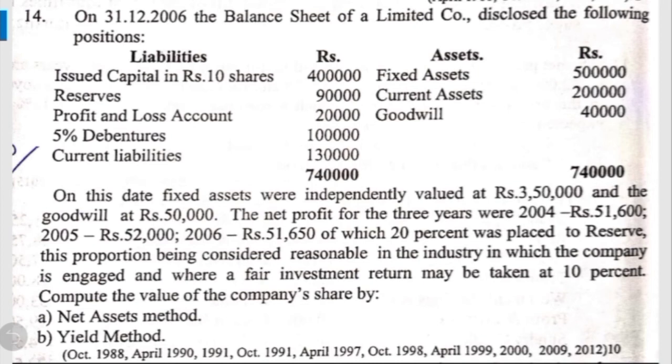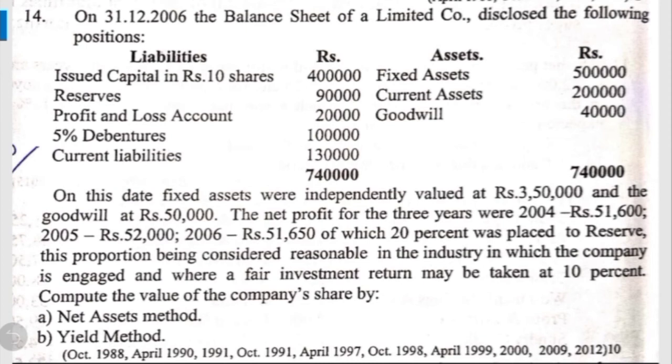On this date, fixed assets were independently valued at 3,50,000 and the goodwill at 50,000. The net profit for the 3 years were 2004 51,600, 2005 52,000, 2006 51,650, of which 20% was placed to reserve. This portion is considered reasonable in the industry in which the company is engaged, and a fair value of the investment or the return may be taken at 10%. Compute the value of company share by net asset method and yield method. Again, very similar question which was asked in the exam for 12 marks.